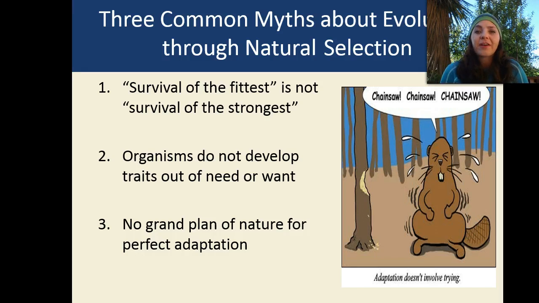And the third myth I want to discuss is that there is no grand plan of nature for a perfect adaptation, meaning that we're not all evolving to become some perfect magical creature that the earth has designed. So there is no one supreme being that we're all adapting towards or evolving to become. We all have different adaptations, and all of the different species on Earth have evolved in different ways to suit its own environment. So we are not all evolving into one supreme species.